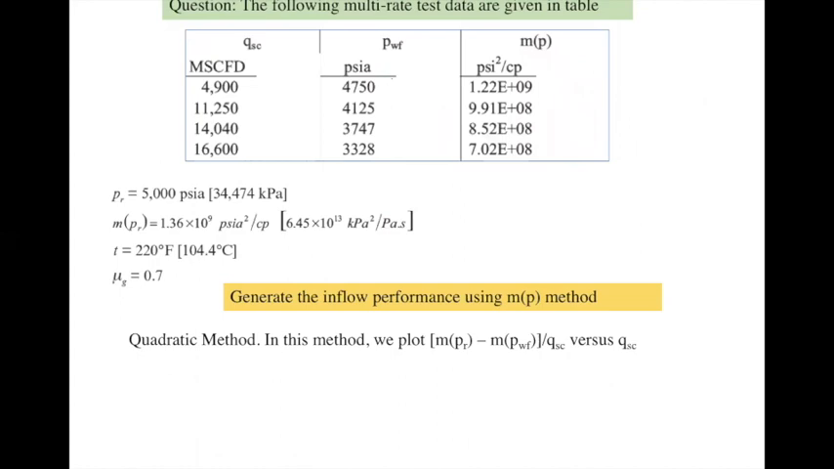Now here I have just taken a few data, and from that data I have tried to explain this multi-rate testing. Now you can see that on the top we have a table where you can see the data of QSC and PWF, and this MP is calculated. Now you see that you have initial reservoir pressure PR. On that respect you are able to find out this MP value. Now if you have such data available, which is nothing but this multi-rate test data, you can plot this MPR minus MPWF divided by QSC versus QSC, as we just discussed in the previous slide.